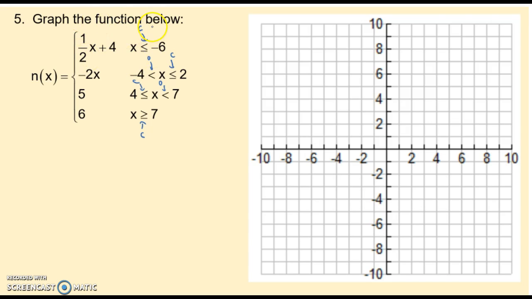So I'm going to start with the top piece. I know I want to plug in negative 6 because they effectively tell me to do that. Take 1/2 of negative 6, that's negative 3, plus 4 is 1. So at negative 6, I have a point at 1. And I'm filling it in because of the equal sign. And again, I want to really know what's going on to the left of that. So I'm going to go all the way to negative 10. That gives me negative 5 plus 4, which is negative 1. So at negative 10, I'm at negative 1, and my first piece has been graphed.